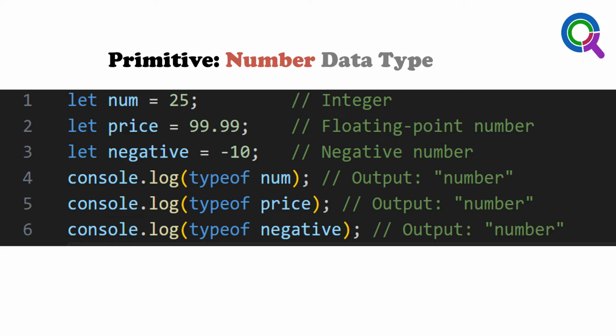First, we have the number data type. This represents both integers and floating point numbers. For example, let num equal 25 and let price equal 99.99. As you can see, the type of both variables is number.